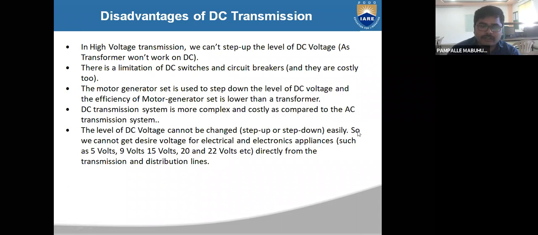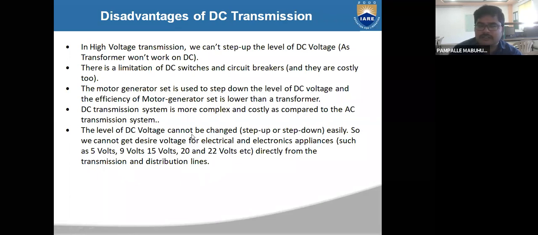So as I said, this point was also discussed previously. So we cannot get the desired voltage for electrical and electronic appliances, which are 5 volts, 9 volts, 15 volts, 20 volts, right? Suppose your DC transmission voltage is very high, and your appliances require 5 volts, 9 volts, 15 volts. This cannot be done by using the DC transmission voltage.